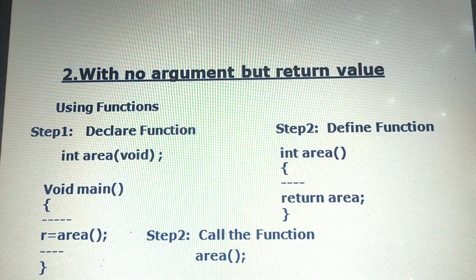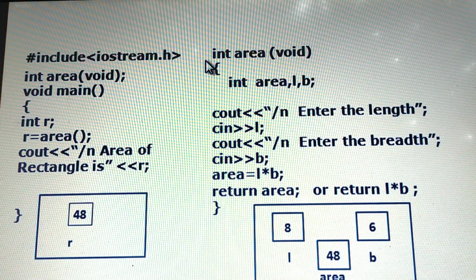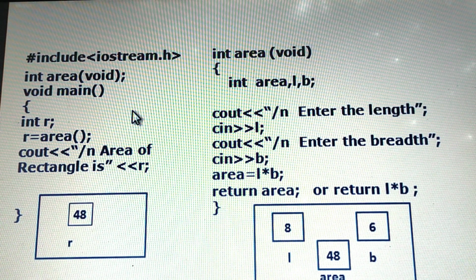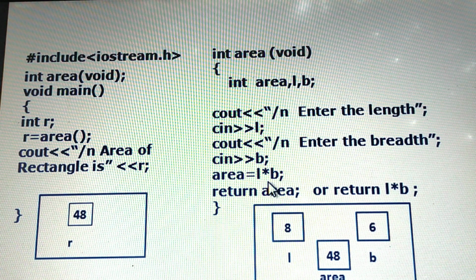Let us start the example. Let us modify the same program with the second type of function, without arguments with the return value. Okay, see. We'll start the main program. Here first we have to declare the function. Here a returning value is there, so we have to give the return type as int. Regarding this program, the returning value is an integer, so the return type is int.